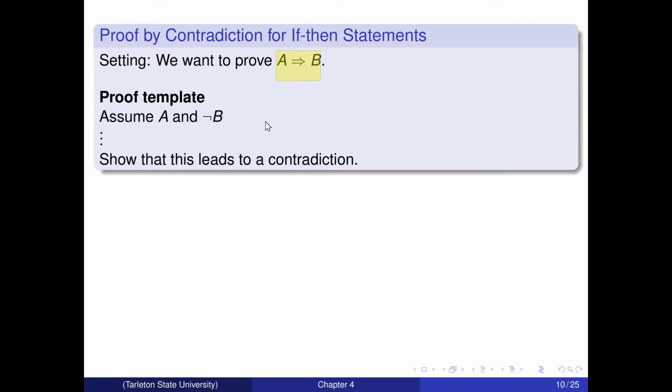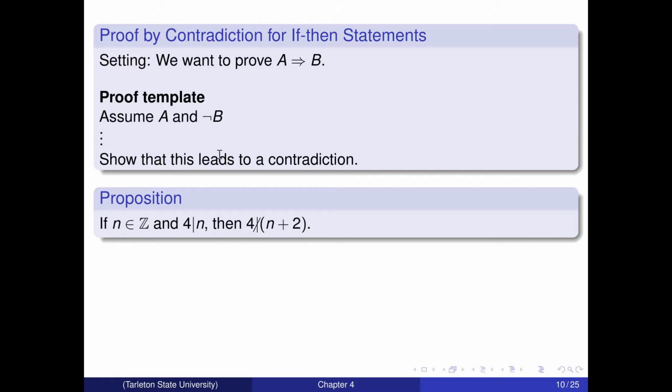So as a quick example of this, let's just look at this proposition here. This says if n is an integer and 4 divides n, then 4 does not divide n plus 2. What would be a nice way to prove this by contradiction? So it's an if-then statement, right? It's if this statement holds, then this statement holds.